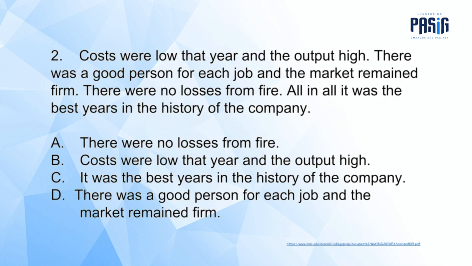Number 2. Costs were low that year and the output high. There was a good person for each job and the market remained firm. There were no losses from fire. All in all, it was the best year in the history of the company. Which statement best expresses the main idea? Is it letter A? There were no losses from fire. Or, letter B. Costs were low that year and the output high. Or letter C. It was the best year in the history of the company. Or letter D. There was a good person for each job and the market remained firm.